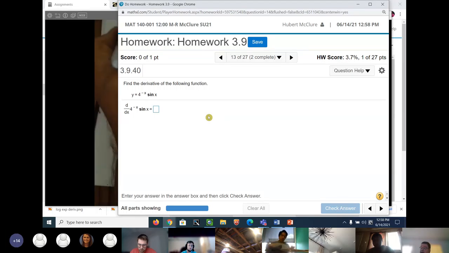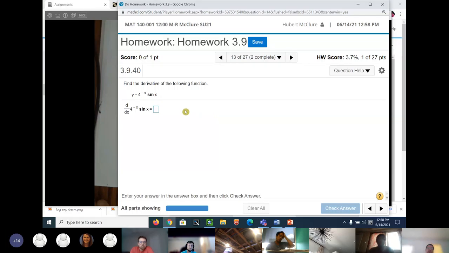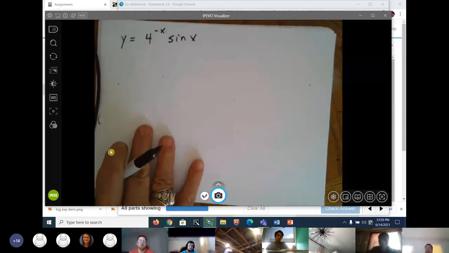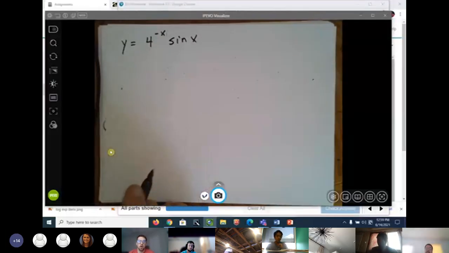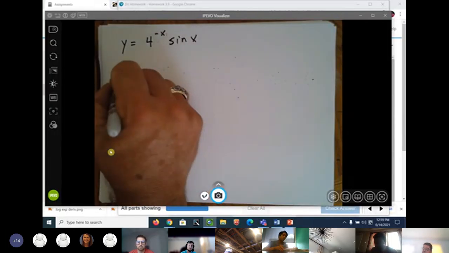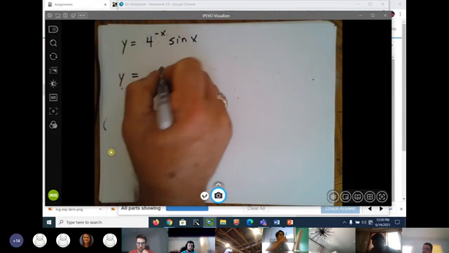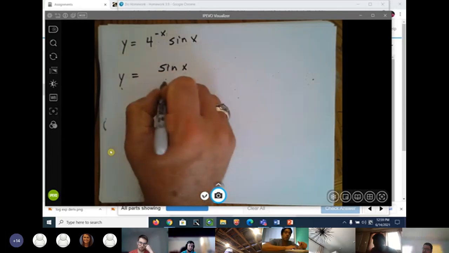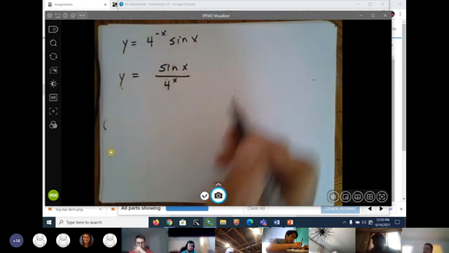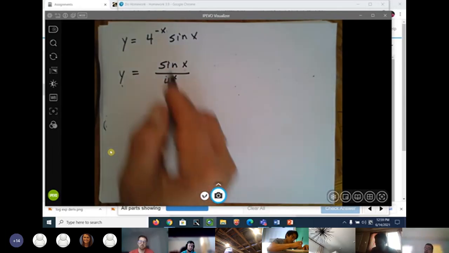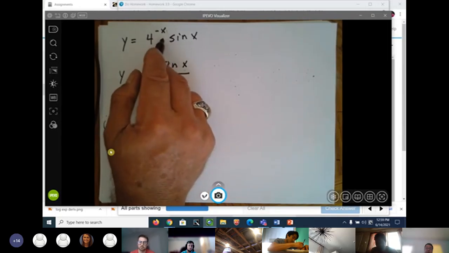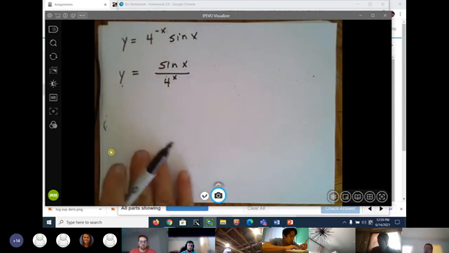So y is equal to 4 to the negative x sine of x. Now, the first thing I'm going to do is get rid of that negative x. Unless you just like pain, there's no need to deal with a negative x. So y is equal to sine of x over 4 to the x. Now, you don't have to do that. You could do the product rule here, but you're going to forget that negative, and that's going to mess you up.